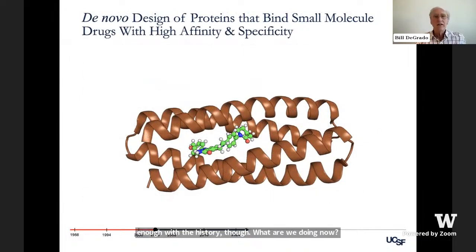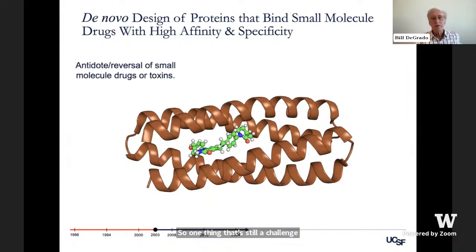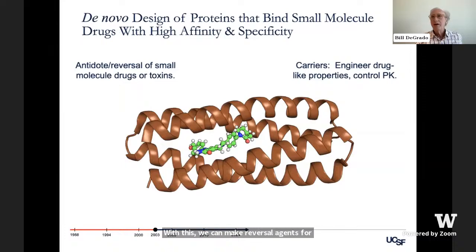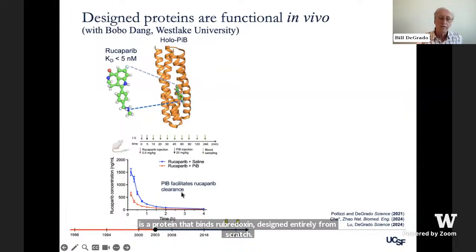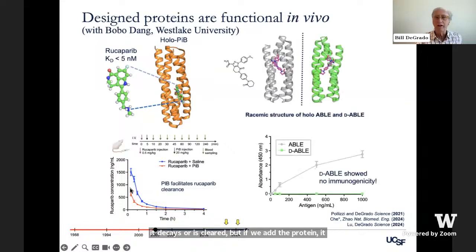So one thing that's still a challenge is designing proteins that are very specific for small molecule binding, especially polar molecules. With this, we can make reversal agents for toxins and drugs. We can make carriers to change pharmacokinetic properties. And that's exactly what we've done. Here is a protein that binds rucaparib, designed entirely from scratch with 5 nanomolar KD or lower. In vivo, we can see if you dose rucaparib here, it decays or is cleared. But if we add the protein, it binds and it's renally cleared much more rapidly.